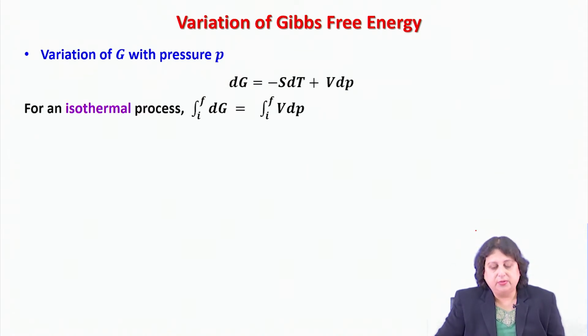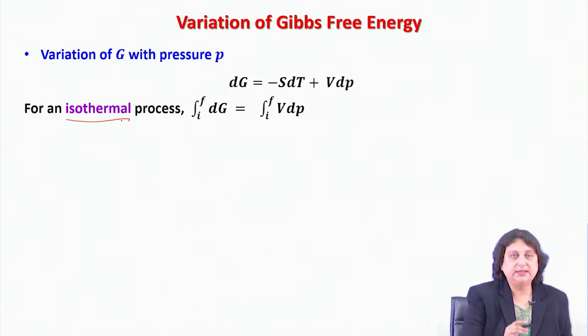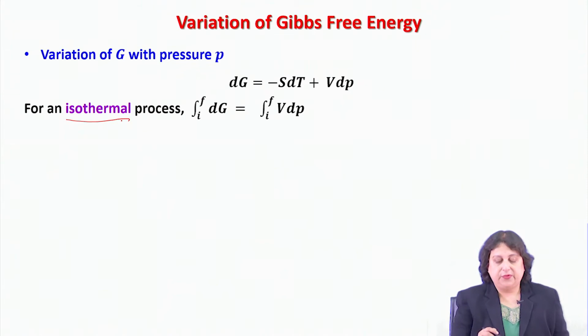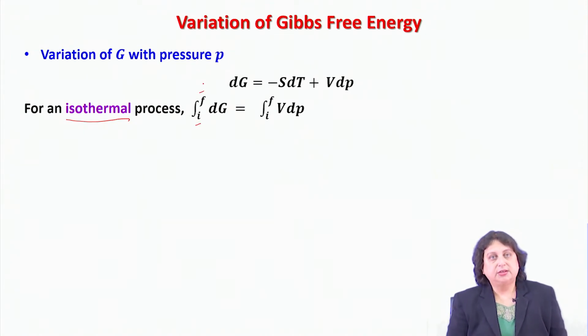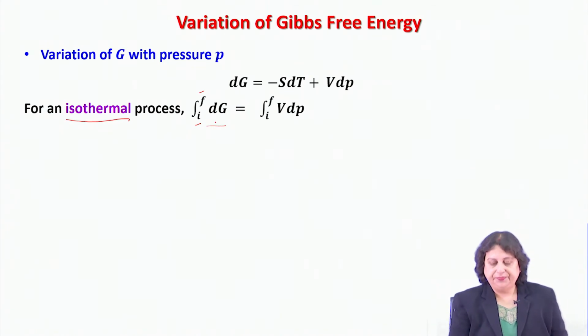Now, if I think of the variation of G with pressure P, I can try to find this variation from the fundamental equation again. Let's say that I am interested in an isothermal process. If the system passes from an initial state I to a final state F, the corresponding change in the Gibbs free energy would be the integral from I to F of dG, and that would be equal to this integration.